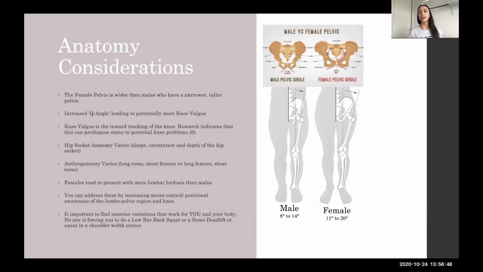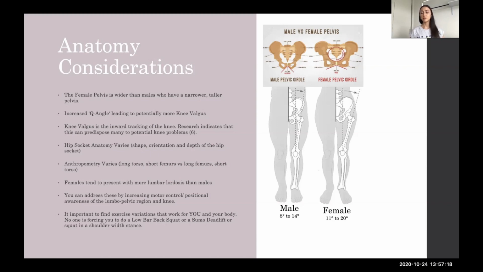Now taking a look at anatomy considerations. So the female pelvis is a lot wider than males. Males have a more narrow, tall pelvis. Females therefore have an increased Q angle. So we can see this angle here, the femur bone is coming in. So it's getting that inward tracking of the knee. So research indicates that this can actually predispose an individual to more knee problems.